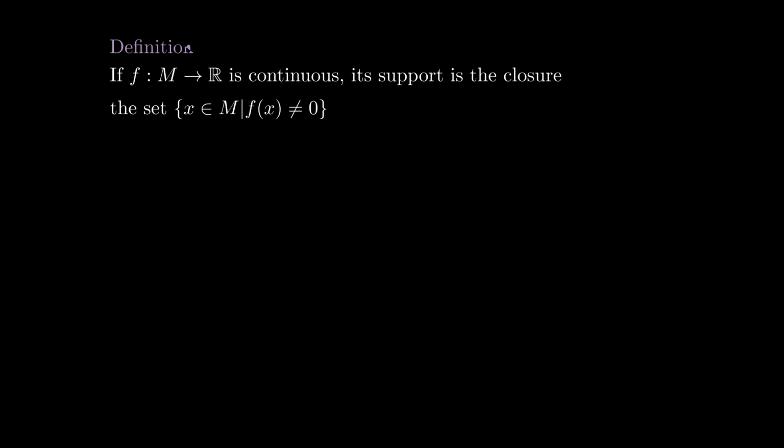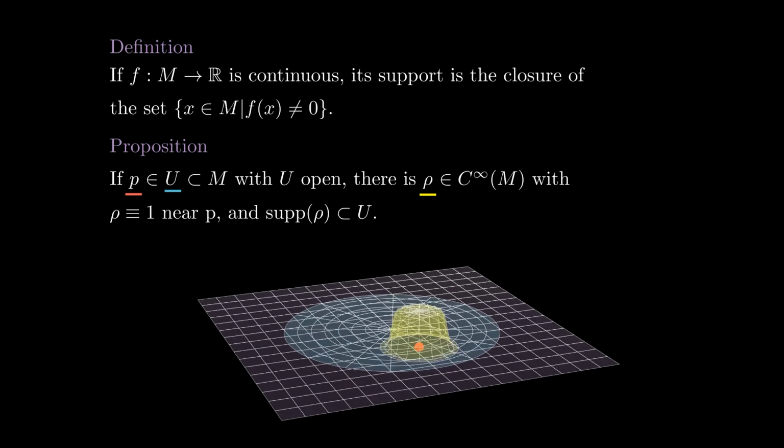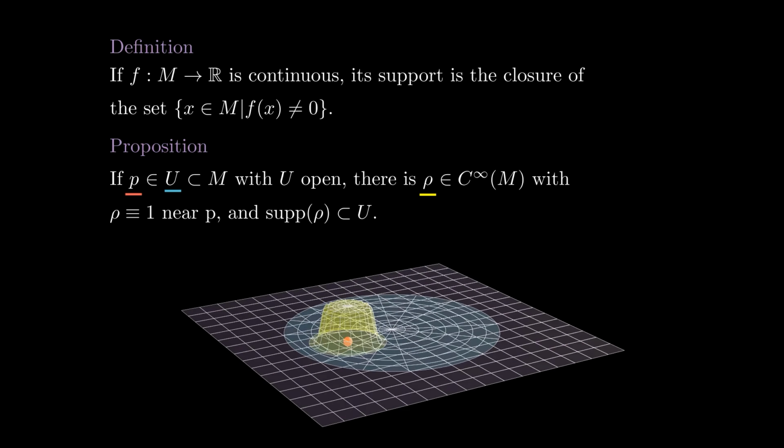For a continuous function f from a manifold to R, its support is defined as the closure of the set where f is not 0. An important property of manifolds is the existence of bump functions. If we have a point P and an open set U containing P, no matter how small U is, we can always find a smooth function rho that is identically 1 near P, but its support is contained in U.